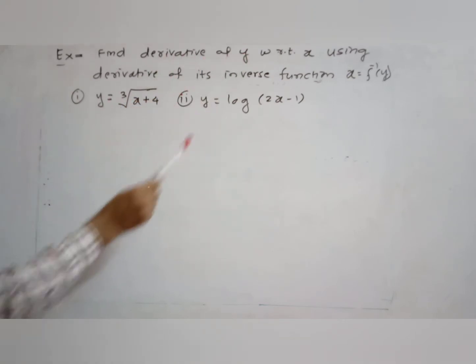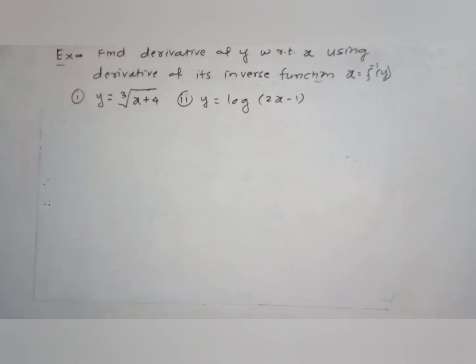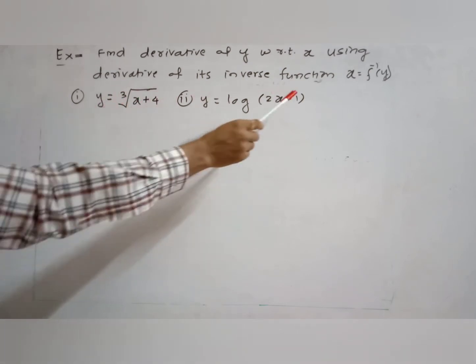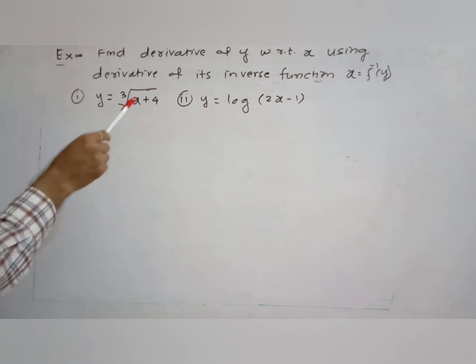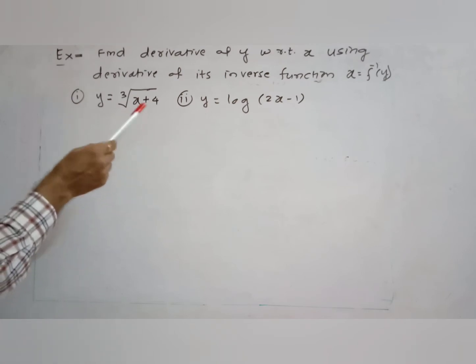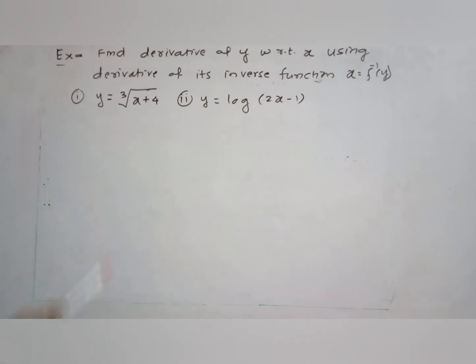Find the derivative of y with respect to x using the derivative of its inverse function, x equal to f inverse y. So the original function is y equal to f of x. Its inverse function x is equal to f inverse y has to be found, and using its derivative, that means dx by dy, we have to find the derivative of y, which is dy by dx. So we have to find dy by dx using dx by dy. So let us start with the first example.